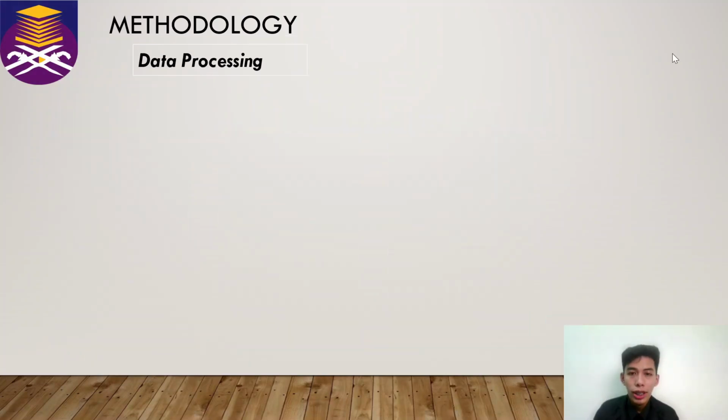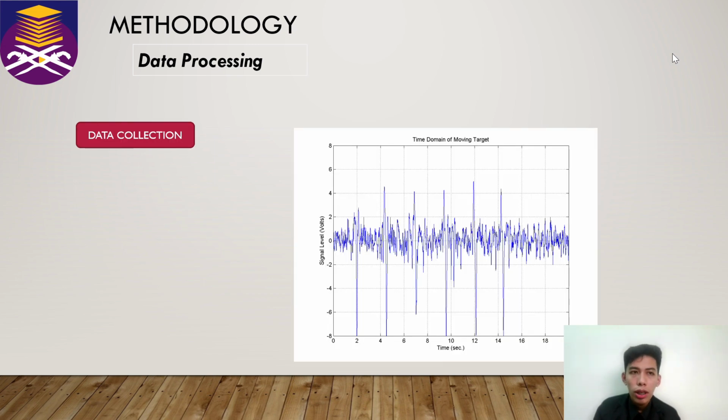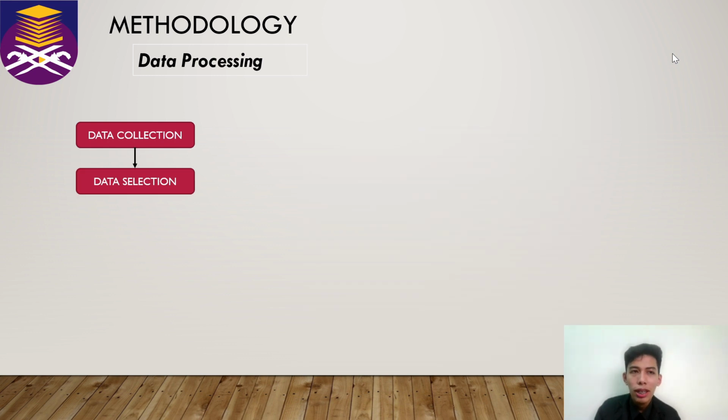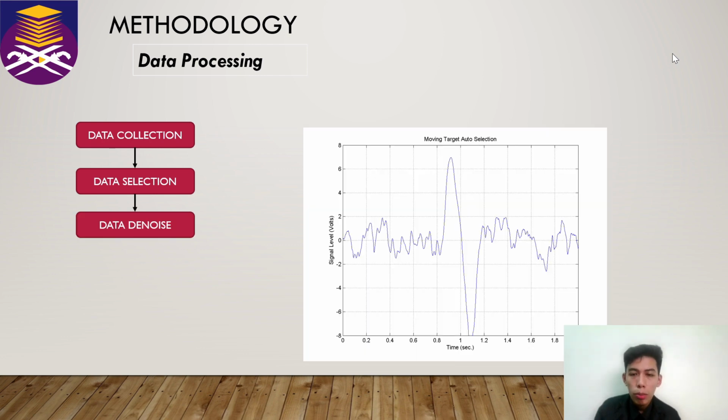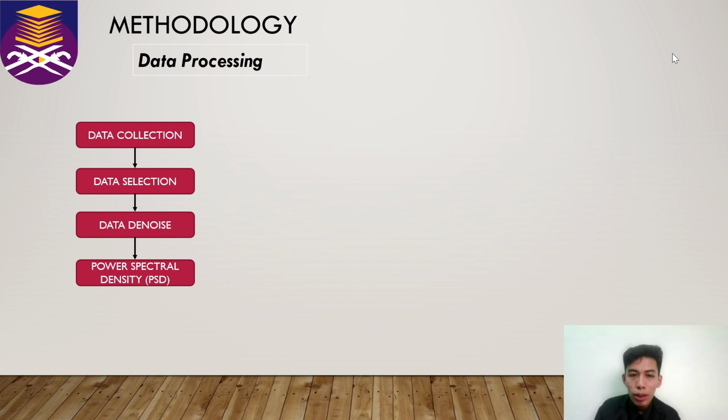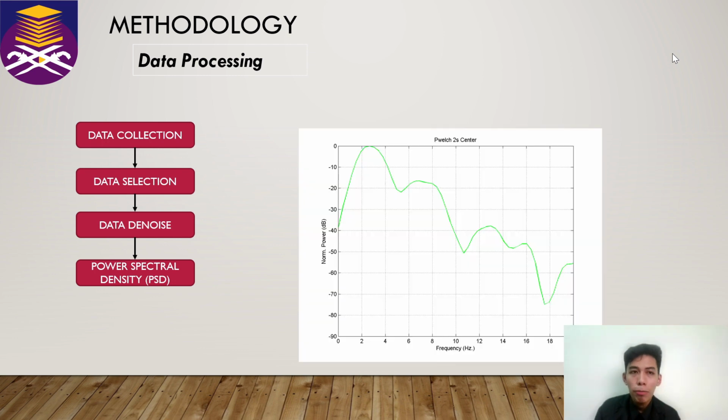Okay, the next methodology is data processing. The first process is data collection. The data will be collected for 20 seconds in the time domain. The second is data selection. The data will be selected into a 2-second time domain consisting of the Doppler signature of activities. Next is data denoise, which will reduce the unwanted signal. Then we proceed to the power spectral density, PSD, which converts the time domain result into the frequency domain.